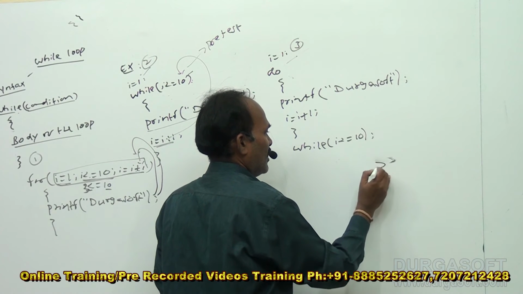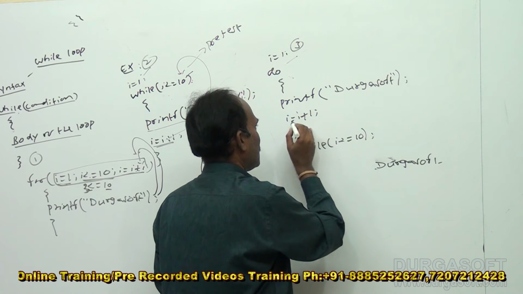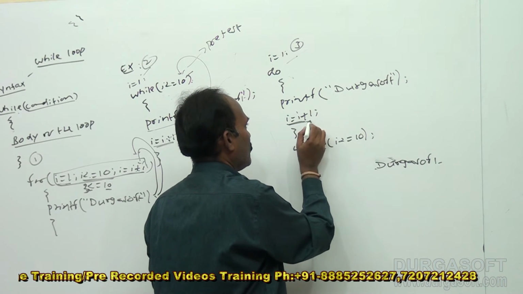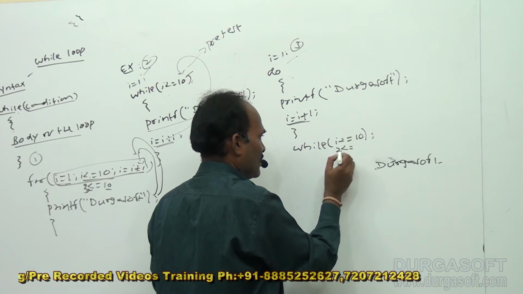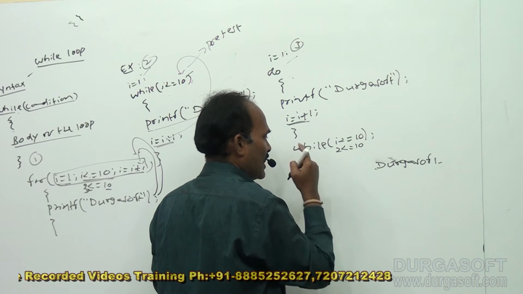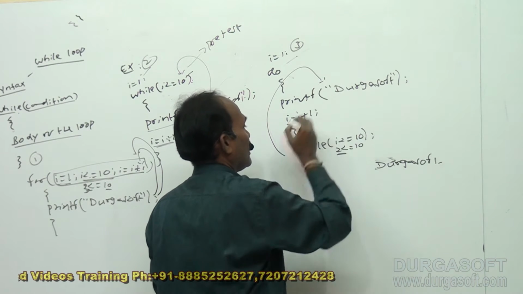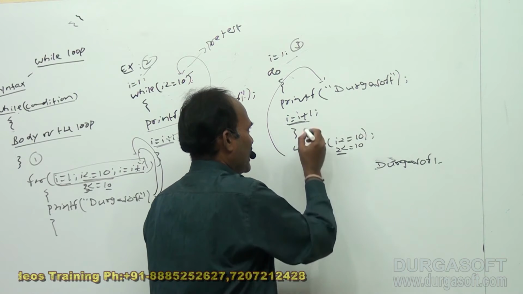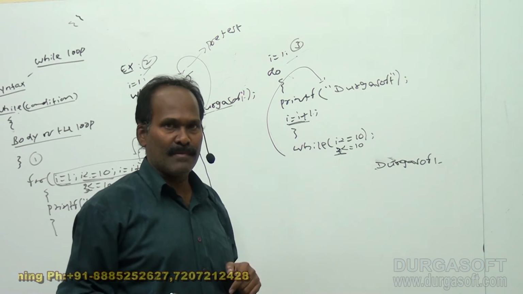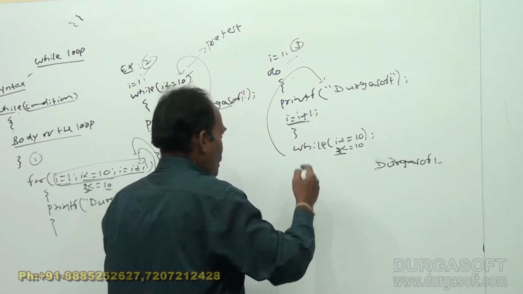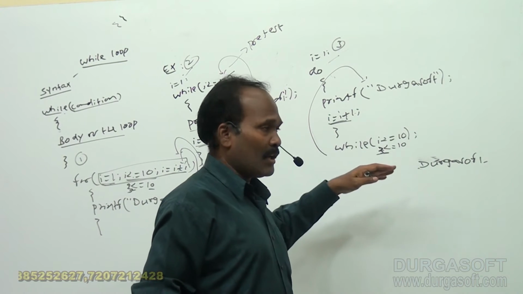It is going to print DURGASOFT. After that, the i value will be incremented by 1. Then it is going to check the condition at the bottom, whether 2 is less than or equal to 10. Since the condition is true, the body of the loop will be executed for the second time. Next i = i + 1, 3. Like this, the body of the loop will be executed 10 times.